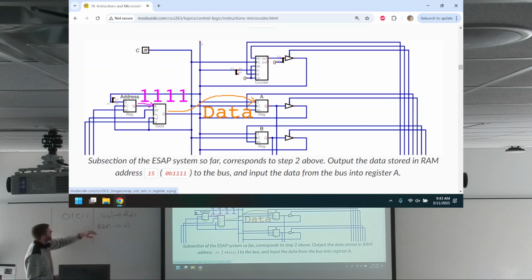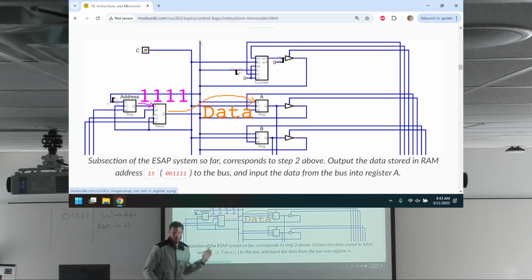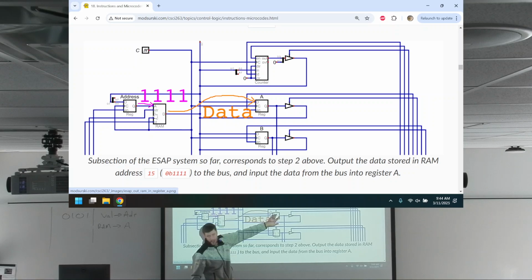And you'll notice that this is a more abstract version. Load into A. Well, what are the steps of that? There are two steps. And those two steps are called the microcodes. More specifically, that would be the bit patterns for the control signals. Right? The first microcode would be like, okay, output the value from wherever, the 1111, into the address register, clock pulse, and then output RAM, input A, clock pulse. Those would be the two microcodes.